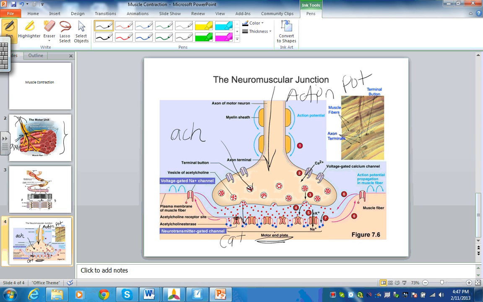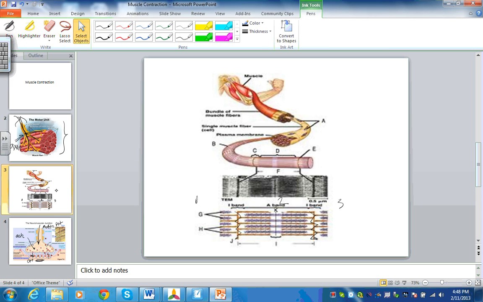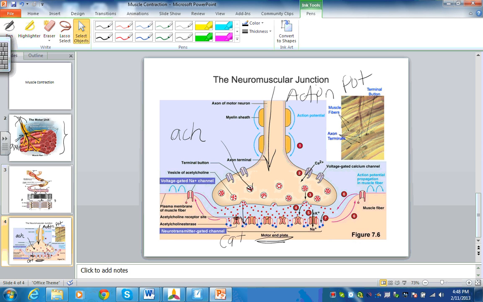Okay, so action potential goes down the neuron through the axon, that's this part of the nerve, and the acetylcholine is going to be released across the synaptic cleft and is going to bind to the receptors at the motor end plate, and that's going to cause calcium to be released into the muscle. Okay, now we're going to go and look at it on a sarcomere level. So we could break this muscle down into a bunch of sarcomeres.